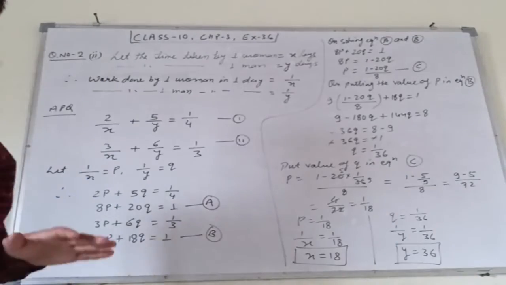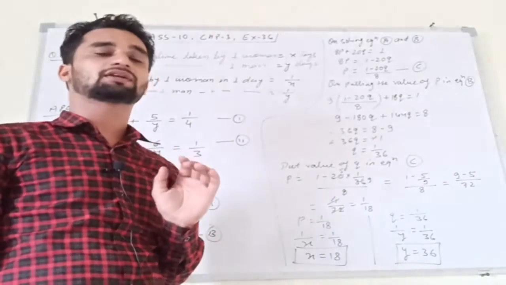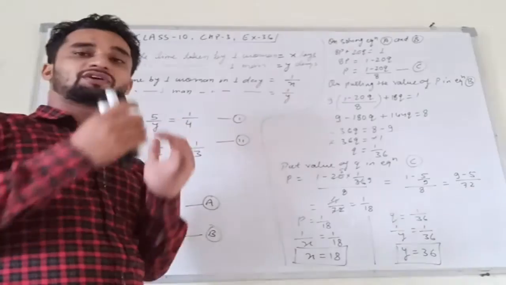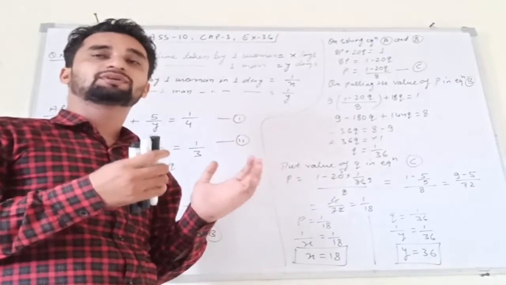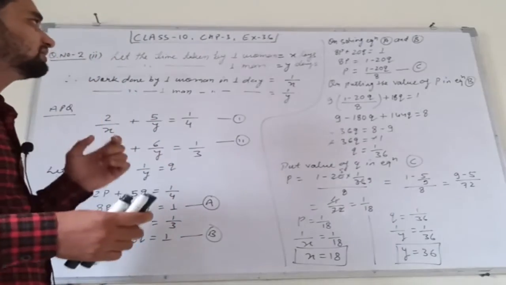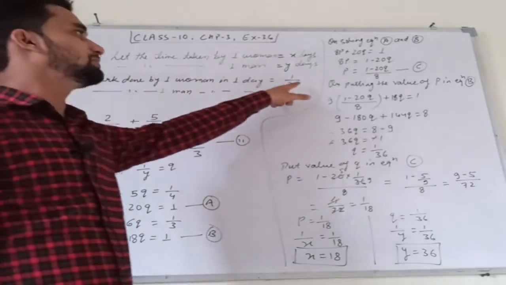So in case of time and work type questions, we are always finding one day work. It means that if they are finishing in 4 days, we have to find how much work they will be covering on the first day. So one day work is always the reciprocal of the total.